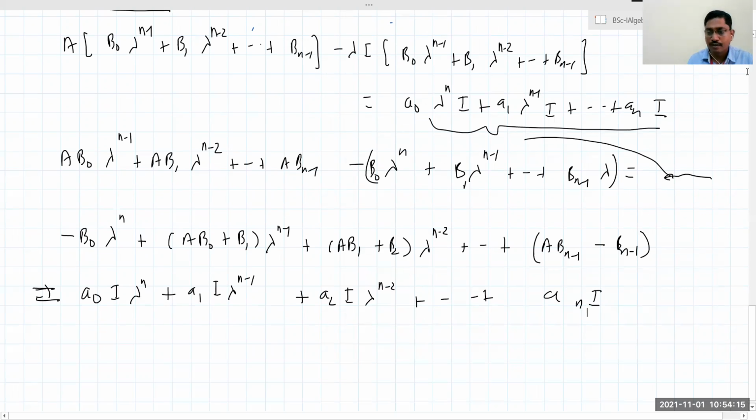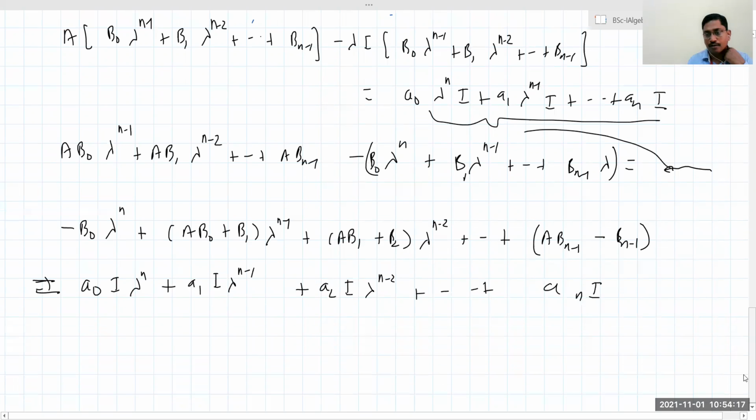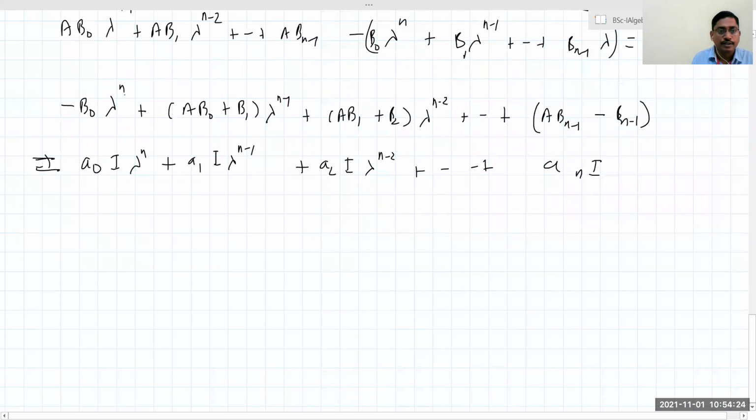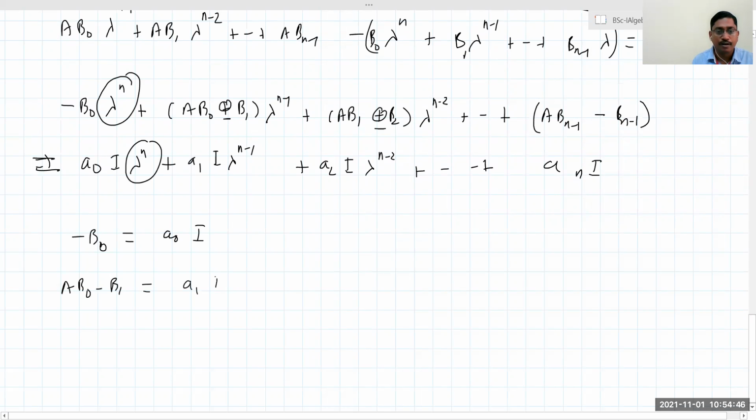So on comparing both sides, what you get? I have to show the equations to you. This here is the coefficient of lambda raised to n, so their coefficients have to be equal. So what you get? Minus b naught has to equal a naught I. This is the first. The next, here I should write minus, because the minus sign is there: A b naught minus b1 is equal to a1 I.